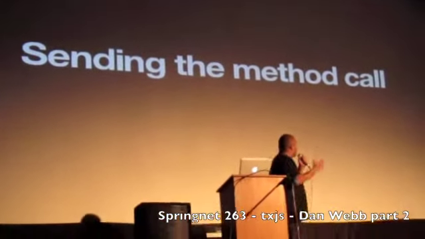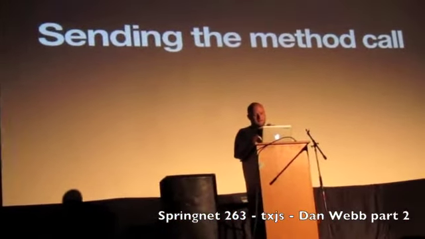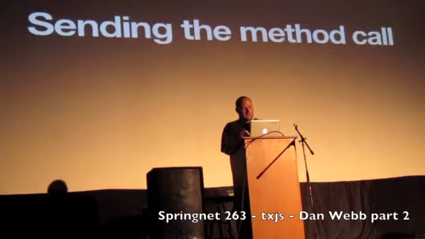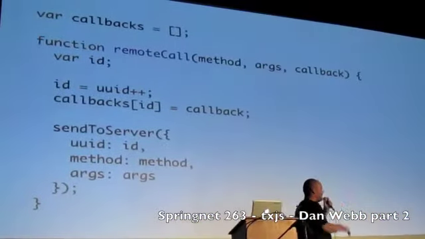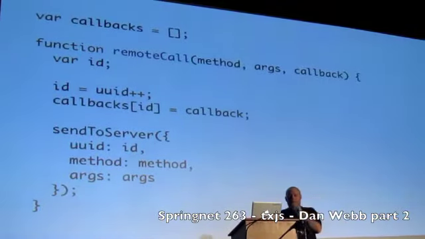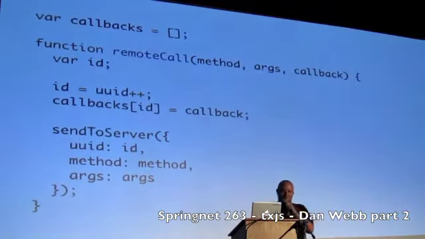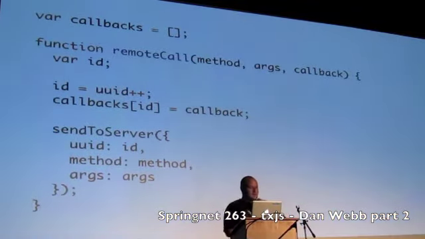So we've got these public endpoints. What we need to do now is send a method call to those public methods we've exposed. And this is a very simplified version of the code that you would use to do that. To make a remote call, you pass in a method, some arguments, and a callback to actually call when you've got the results.